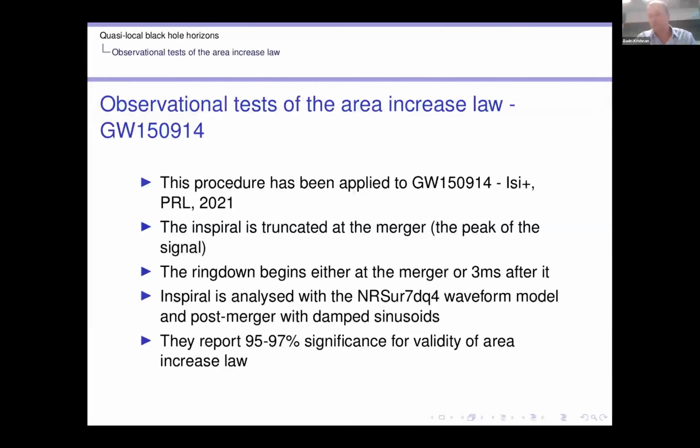So they use a particular waveform model to analyze the in spiral. The details of that are not important. It's just to say that it's quite an accurate model, which is based on numerical relativity simulations. And for the post-merger, they use damped sinusoids because you expect the ring down signal to be dominating. And they report at least 95% significance of the validity of the area increase law.